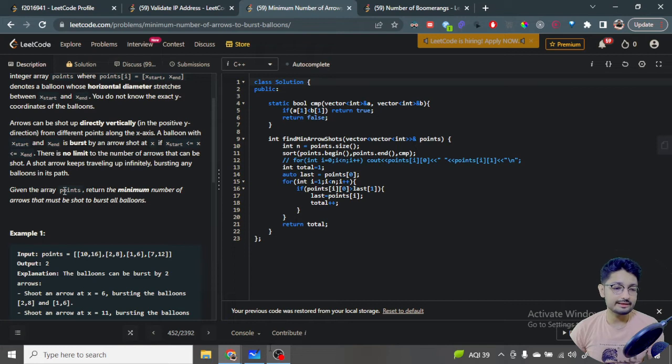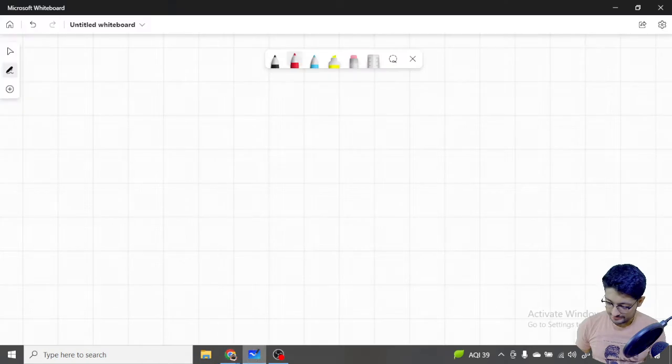Given the array points, which tells how many different balloons there are and what the x start and x end are, find the minimum number of arrows you need to shoot to burst all the balloons. That's the overall problem. Let us take one example to understand and visualize it more easily.